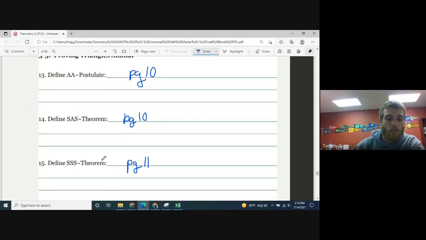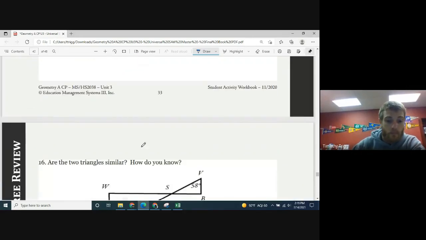For 13, 14, and 15, you can find the answers on pages 10 and 11 of this packet. On page 10 you should find the angle-angle similarity postulate and the side-angle-side similarity postulate, and on page 11, the side-side-side similarity theorem. Just go to those pages and copy the definitions down. Keep in mind that you need to know these definitions because they're going to come up later in this review, but also on the test.